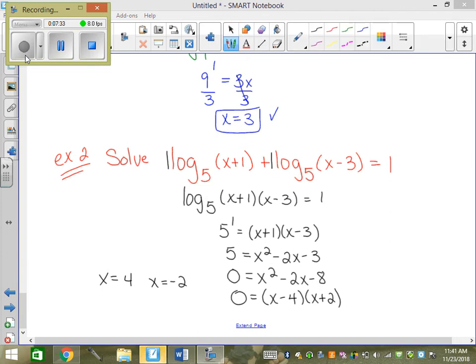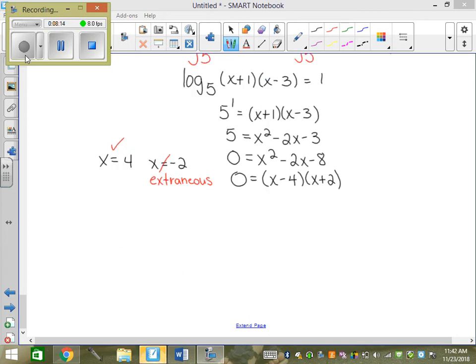When I check it, though, 4 will work. 4 plus 1, 5. 4 minus 3, 1. When I check them, that one's good. -2, however, I get -2 plus 1, and I get what beside the log? A -1. Is my calculator even going to let me type that in? Well, it'll let me type it, but it's going to tell me no dice. And so this one is extraneous. When I plug this back in for x, I get -2 plus 1, and I get a -1 beside a log. And my calculator did not like that. Neither does yours, actually.